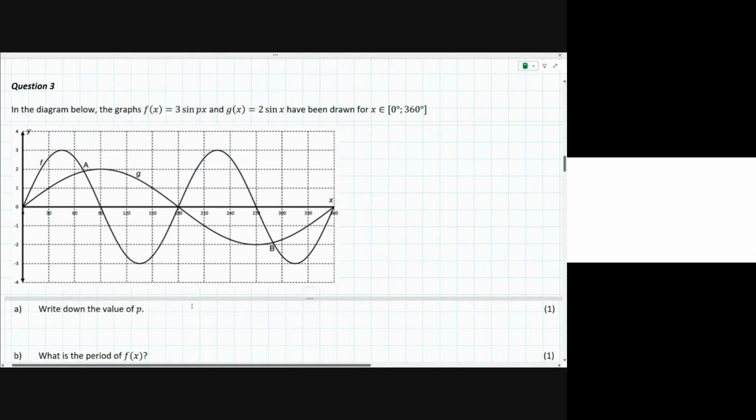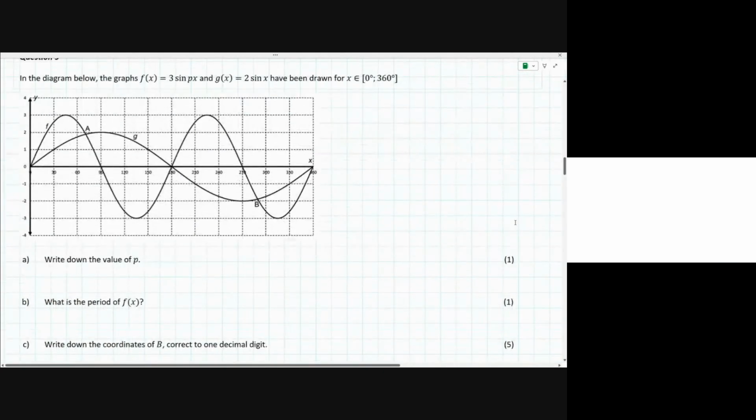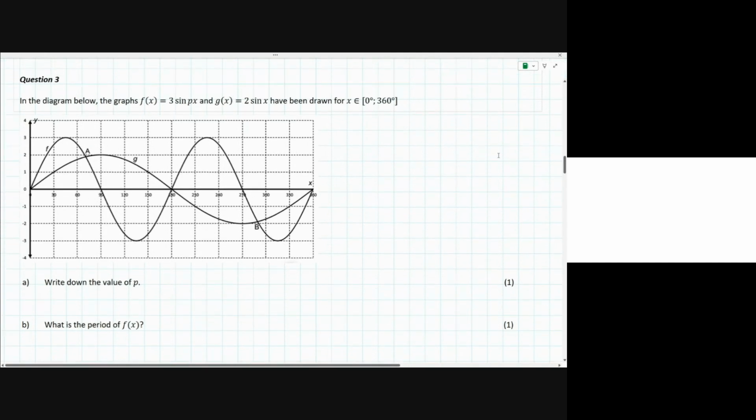Some trig functions. All right, so we have in the diagram below the graphs of f of x equals 3 sine px and g of x equals 2 sine x drawn for the interval x element 0 to 360. Now remember, your graphs will always be labeled for you, so you don't need to worry about which is which. The reason for that is, remember, we've discussed this, a sine graph can become a cos graph can become a sine graph. So we do need to tell you which is which.